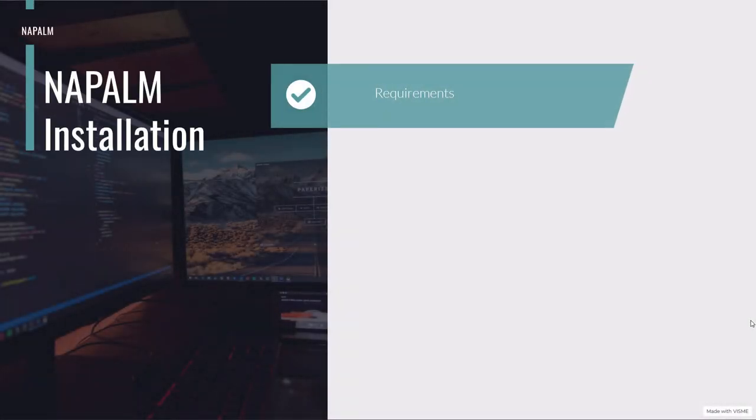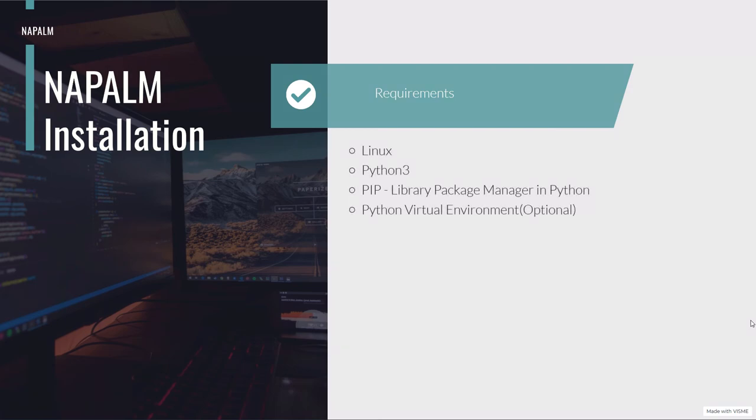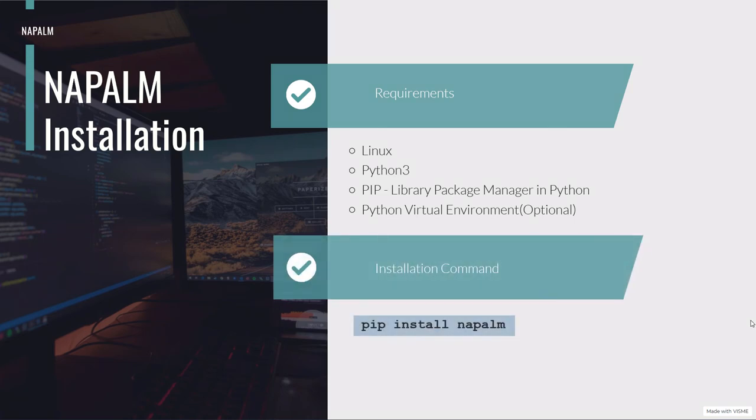Well, we are done with the theory. Now, let's go to the action. To install NAPALM, we need to meet the following requirements. We will need a machine with Linux operating system. In my case, I will use the Ubuntu console for Windows 10. We need to have Python installed. We need to have the Python library package manager, pip, and optional, although recommended in my opinion, we will use the Python virtual environment. Once these requirements are completed, we will install NAPALM with the command pip install napalm.